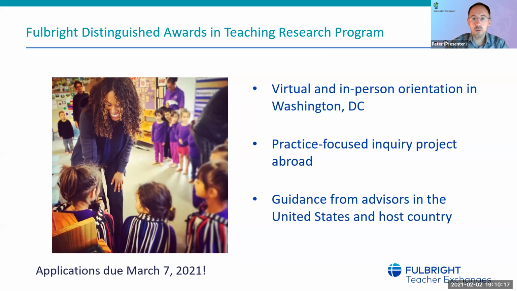The main component of the Fulbright DA program is the international experience in a Fulbright DA host country, taking place over 3 to 6 months in either the fall or spring semester. And unlike the Fulbright TGC program, which we just learned about, participants travel independently to their host country, where they pursue research into their inquiry projects with guidance from an in-country faculty advisor at their host institution.